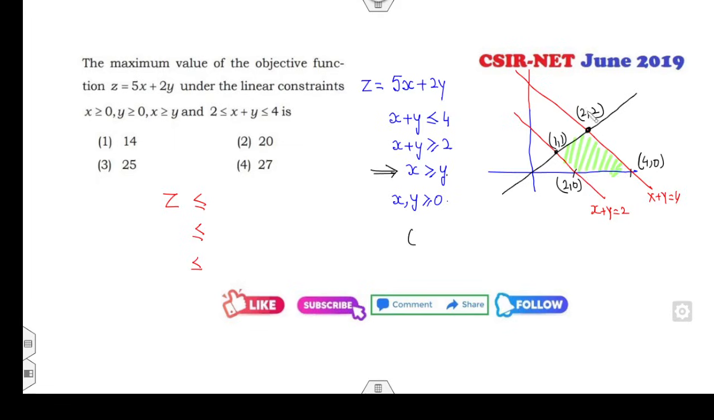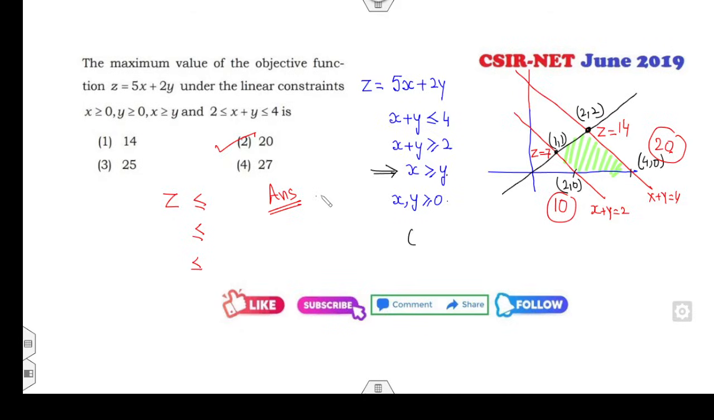Fine. So can you find the value of z at 2 comma 2? So 14. 1 comma 1 is 7. 2 comma 0 is 10. 4 comma 0 is 20. So what is the right answer? 20 is the right answer of the problem.